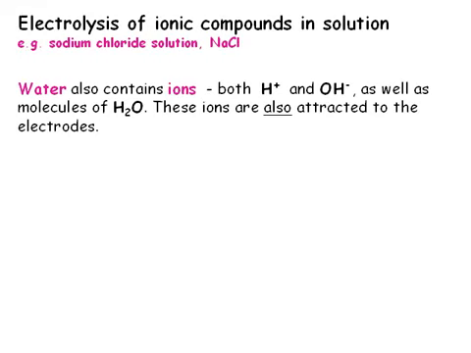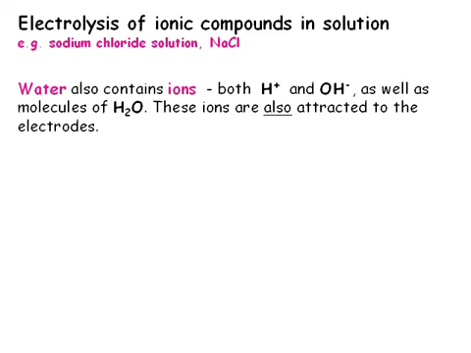Now we'll take a look at electrolysis of ionic compounds which have been dissolved in water. The difference, compared to melting an ionic compound, is that there are two extra ions present in the solution. These are H+ or hydrogen ions and OH- or hydroxide ions. These come from water molecules which have split up into ions.